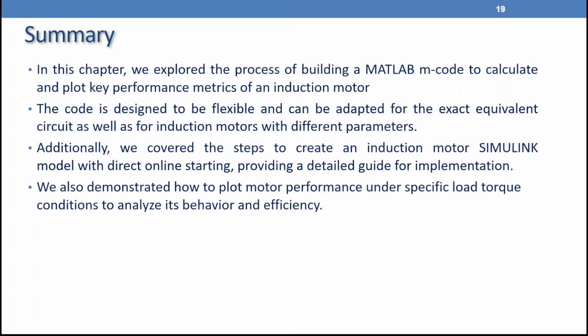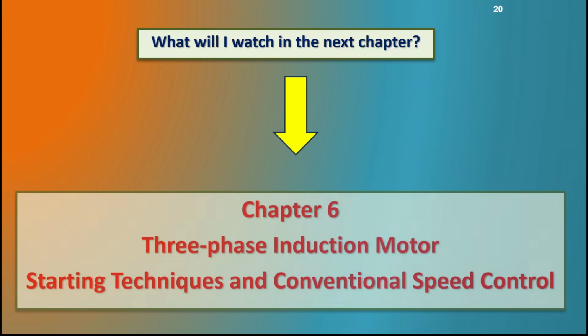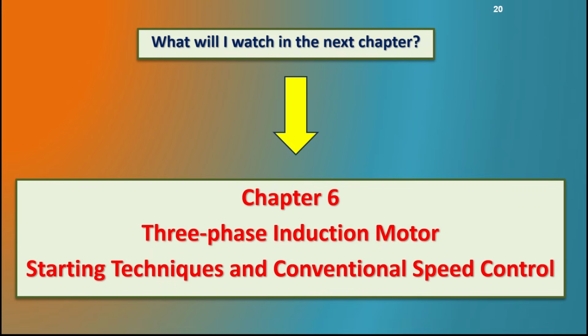Also, we demonstrated how to plot the motor performance and how to extract the data, results or graphs from Simulink and the M code and send them anywhere, such as PowerPoint slides or Word. What will we watch in the next chapter? In the next chapter, we are going to look at the starting techniques and conventional speed control. See you in the next chapter.